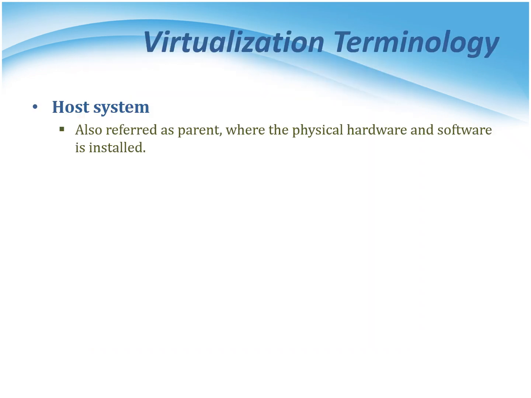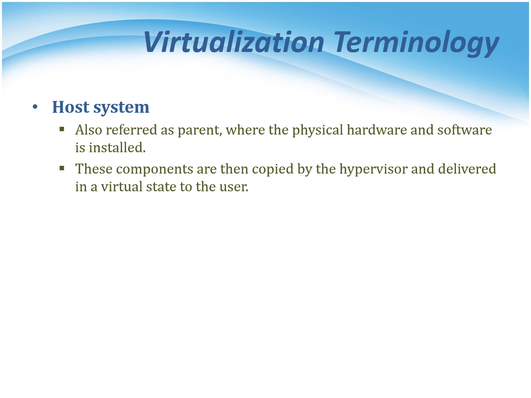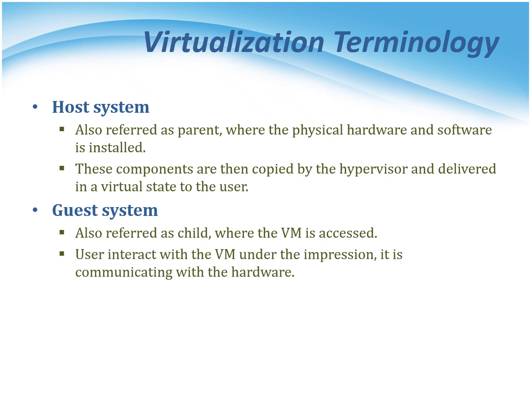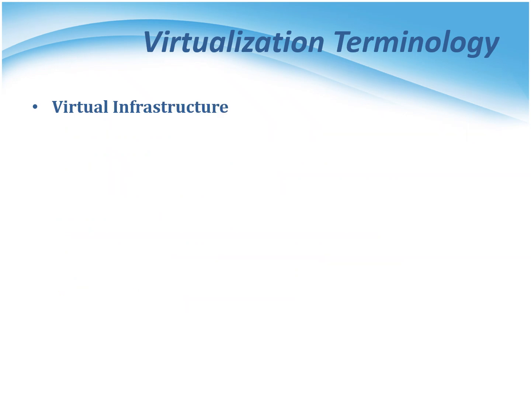Next, what is the host system? It is also referred to as the parent, where the physical hardware and software are installed. These components are then copied by the hypervisor and delivered in a virtual state to the user. A guest system, also referred to as the child, is where the VM is accessed. Users interact with the VM under the impression that it is communicating with the hardware. So the guest system is virtual.